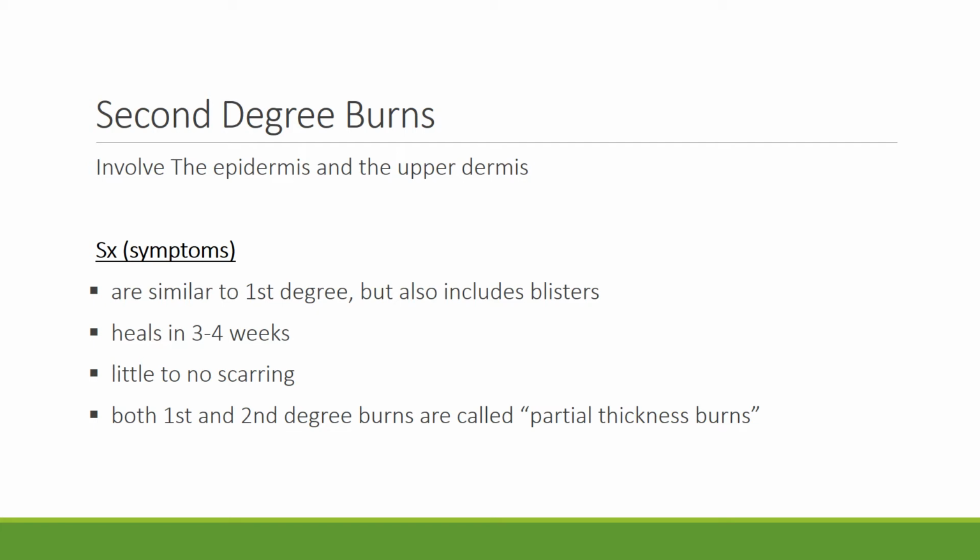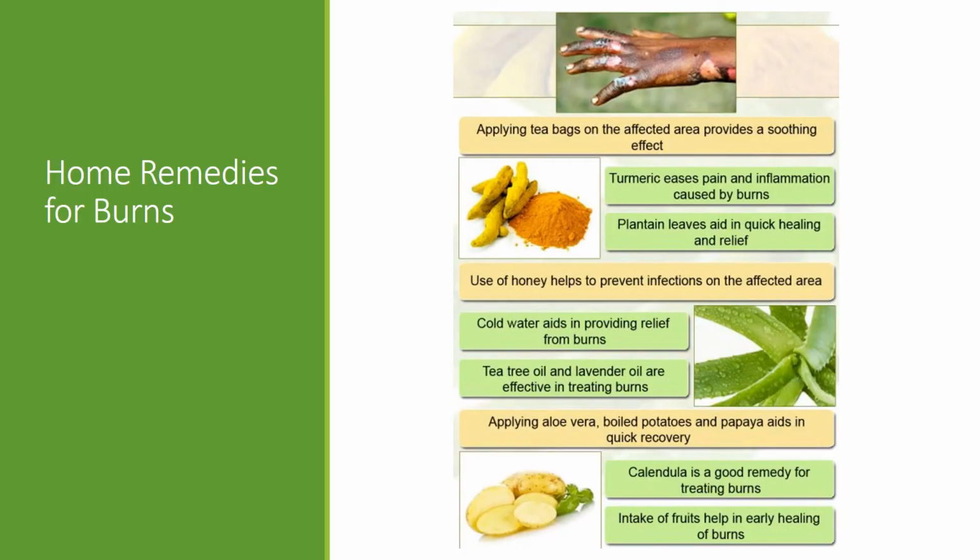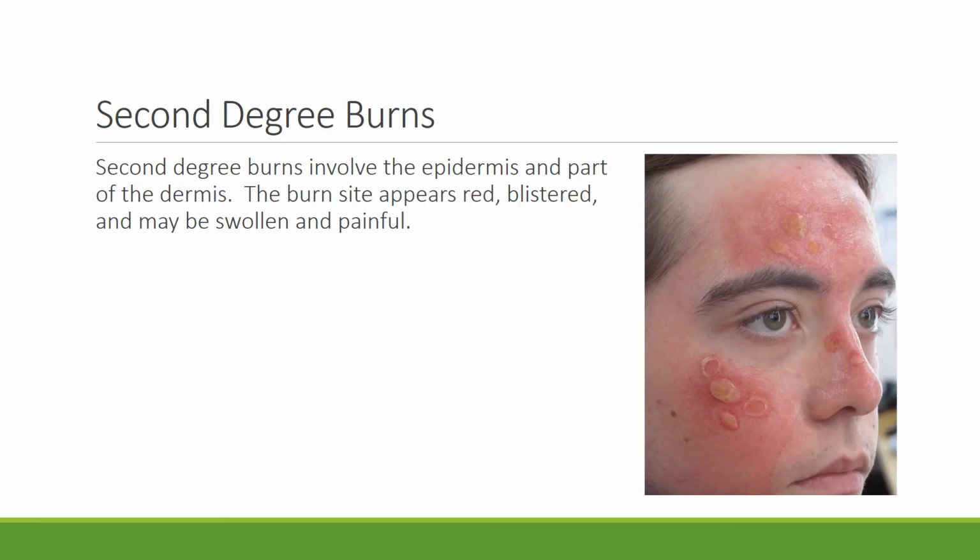Both first and second-degree burns are called partial thickness burns because they do not go all the way through the skin. Here are some home remedies for burns, and you'll notice that one of those home remedies is the aloe vera plant that I mentioned. In this slide, you can see a typical second-degree burn, which includes the presence of blisters.